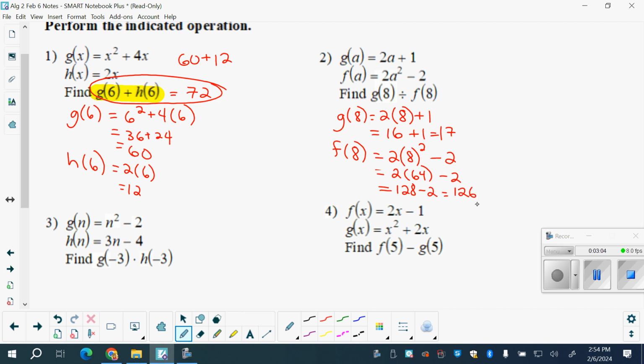So now we are taking g of 8 and dividing it by f of 8. So g of 8 is 17. F of 8 is 126. If we could simplify that fraction, we would. Can it be simplified? No. So that's our answer. Pretty straightforward. Okay, good.